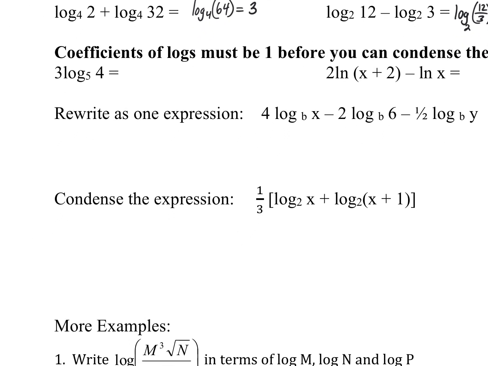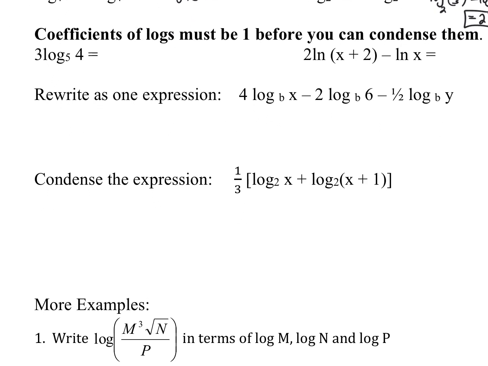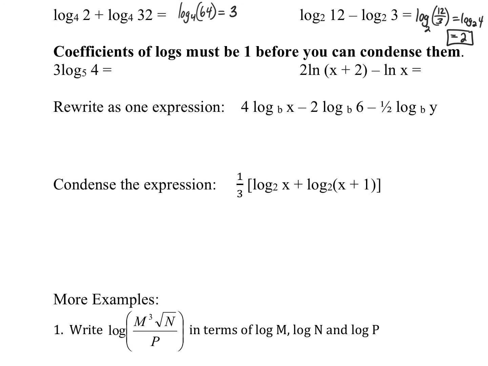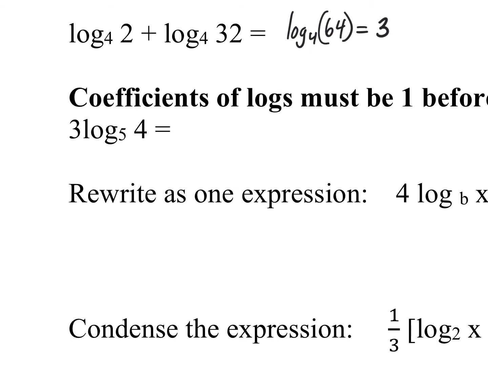So I want to let you guys try a few examples on your own. Just one quick note before you go ahead and do that. The coefficients of logs must be 1 before we condense them. We need to deal with the exponents first. This is really a matter of order of operations. So here I have 3 times the log base 5 of 4. I'd rather see you make this move first: log base 5 of 4 to the third, or log base 5 of 64, before we start to condense.